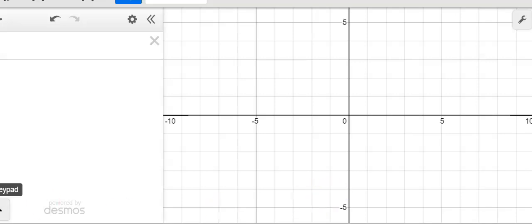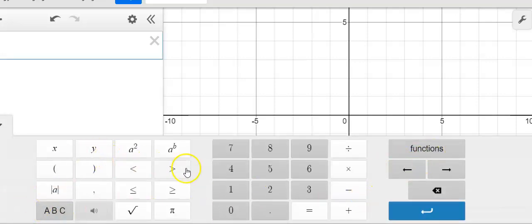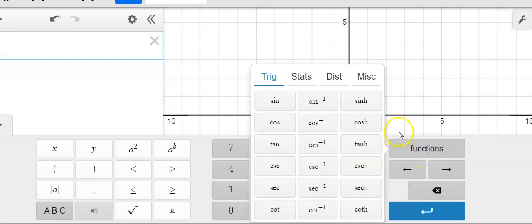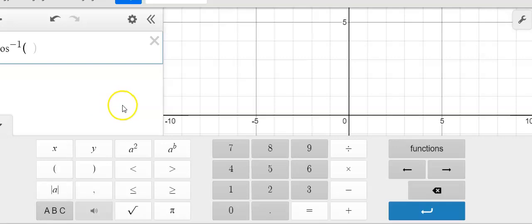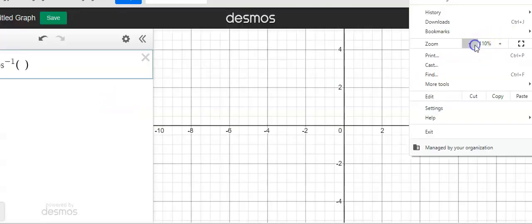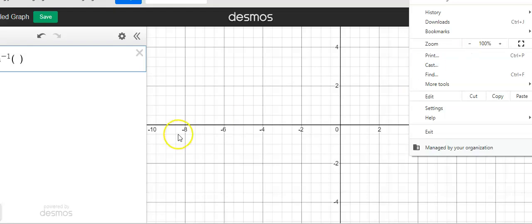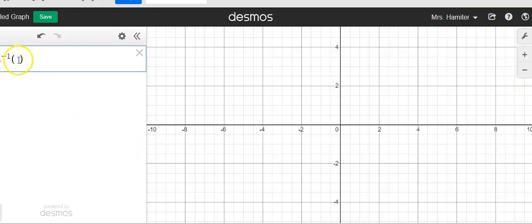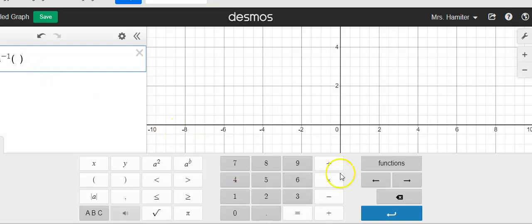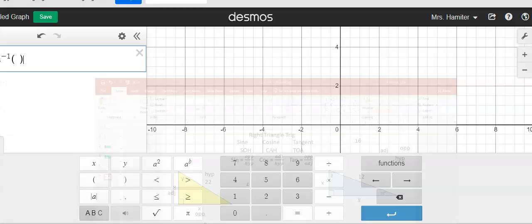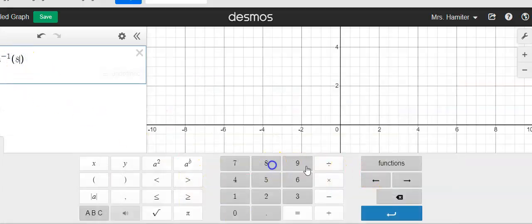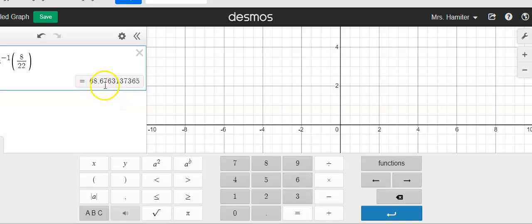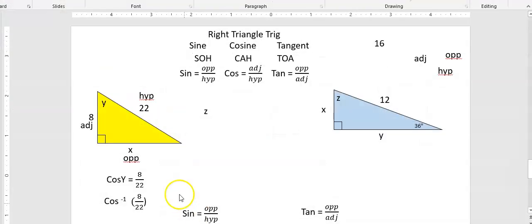On Desmos, I went and got the Desmos keyboard, and the cos inverse is here. So you type in cos inverse, and I know you can't completely see all that. Let me reduce the size. Okay, that helps a little bit, but you still can't see the complete cos inverse over here. And then 8/22, so 8 divided by 22. It just depends on how you're rounding. Let's just round it to the nearest whole degree. So this would be a 69-degree angle.